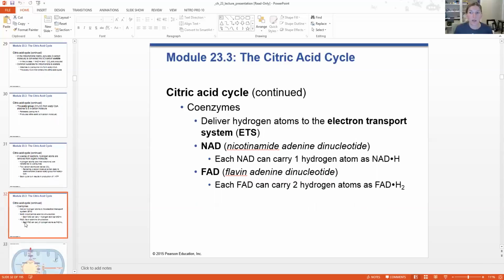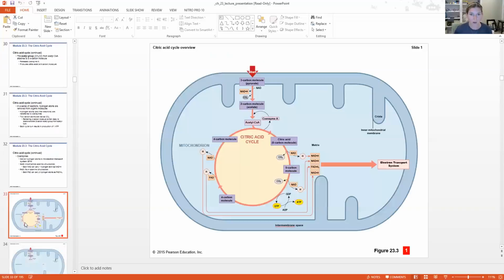So these coenzymes, as I mentioned, that are being created from this process are NAD and FAD. NAD is going to carry 1 hydrogen atom from the oxidation of citric acid. FAD is going to carry 2 hydrogen atoms from the oxidation of citric acid. And NADH and FADH2 are going to move on to the electron transport system, which is going to create lots and lots of ATP. So here's the whole thing in a nutshell.